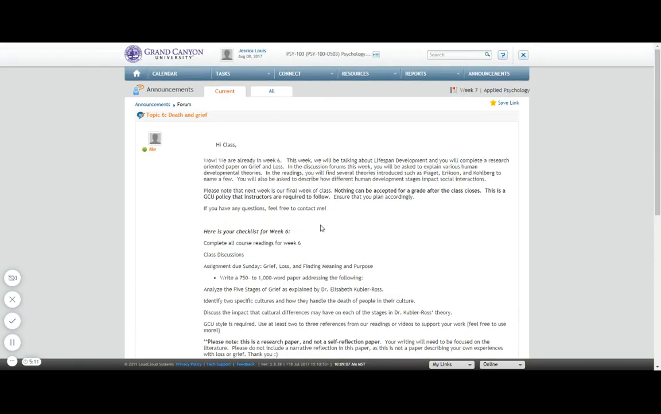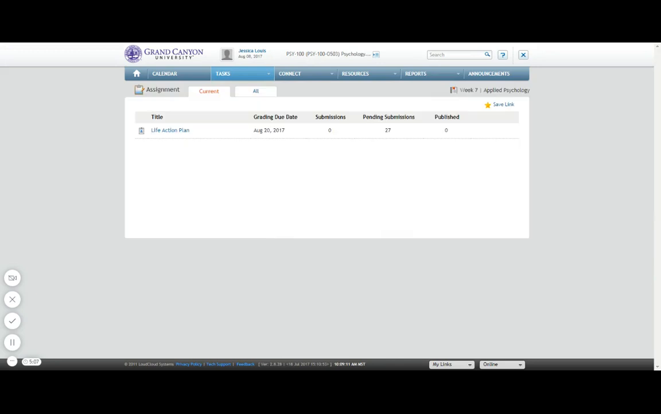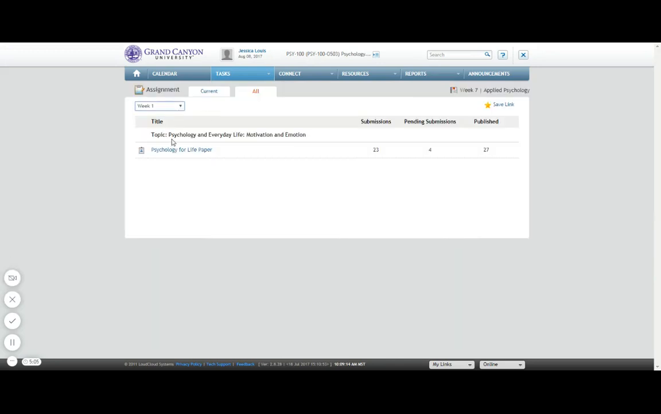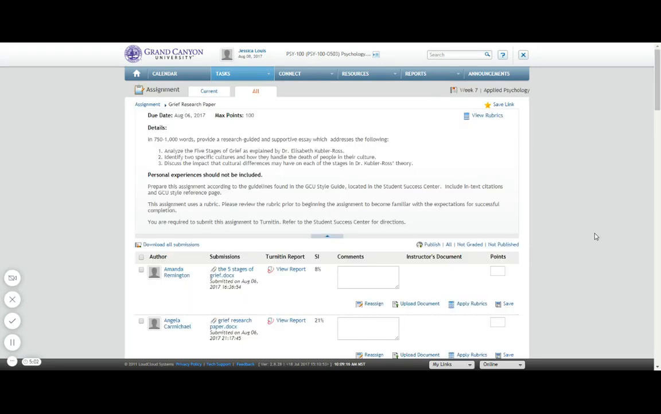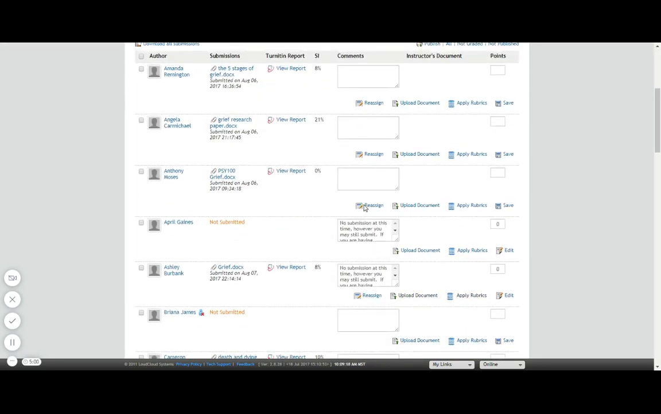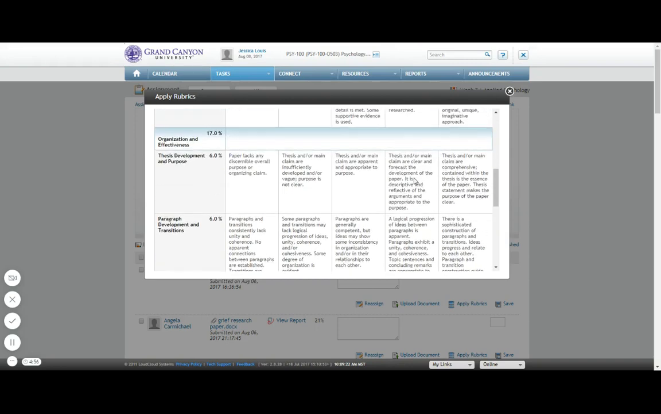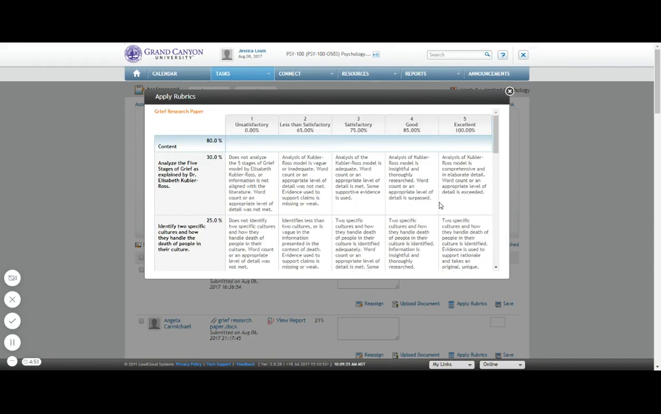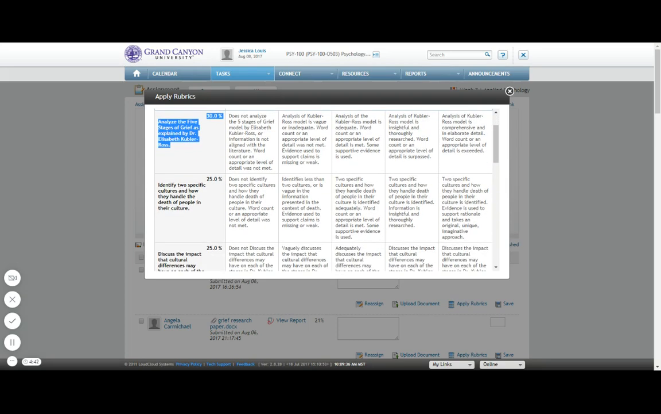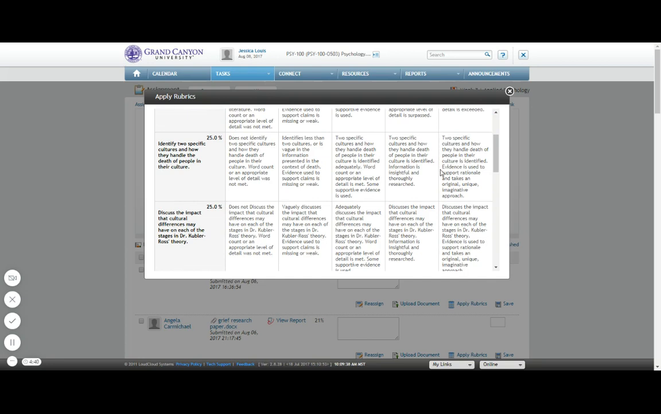And on top of that, if you so choose, you can go to the assignments tab, week 6, okay, and to your rubrics. All right. Now, your rubric for this class, again, goes over analyzing the stages. It talks specifically about what I'm looking for from a 1 to a 5, what you're going to need. Okay. Evidence used to support your rationale.